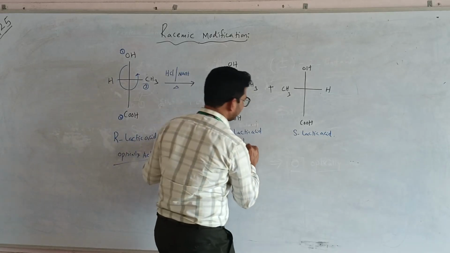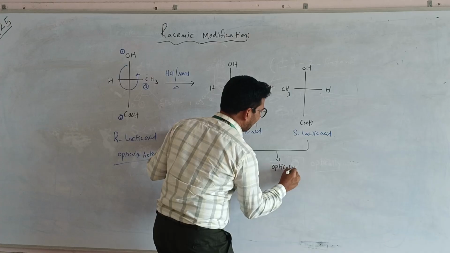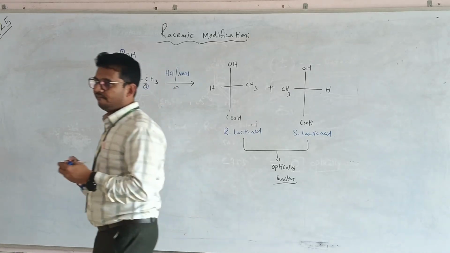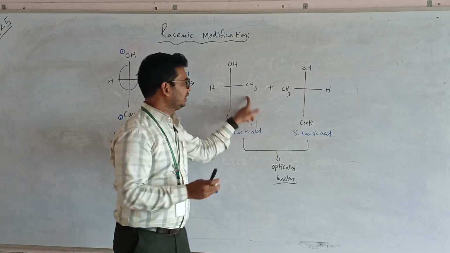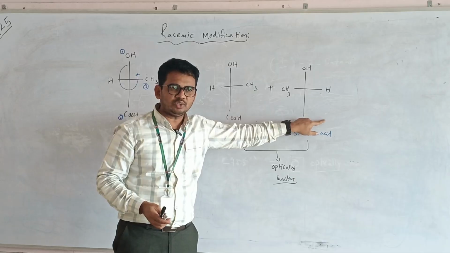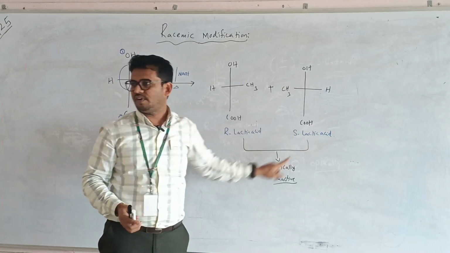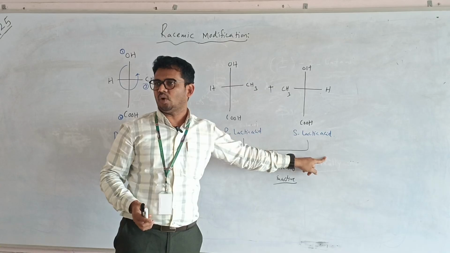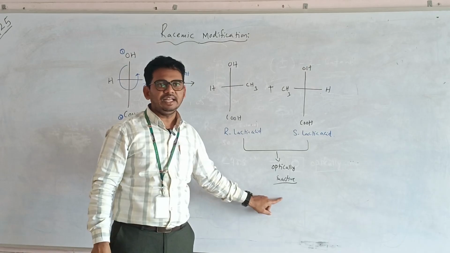But this one is optically inactive. Why optically inactive? Because two enantiomers are present. One is rotating to the right side and another is rotating to the left side. One is clockwise and another is anti-clockwise. One is plus 13.5 and another is minus 13.5, so the total degree of rotation becomes 0. That's why this is optically inactive.